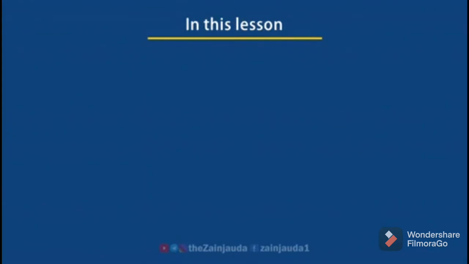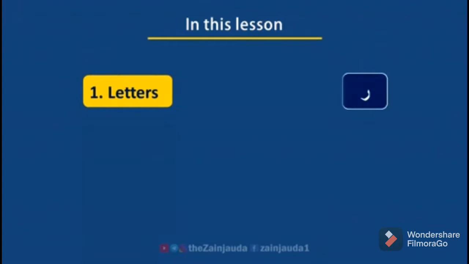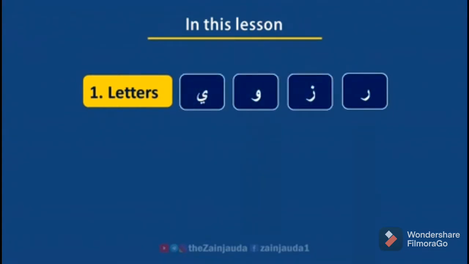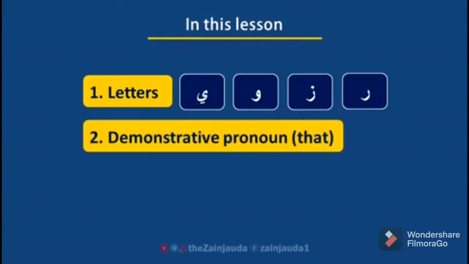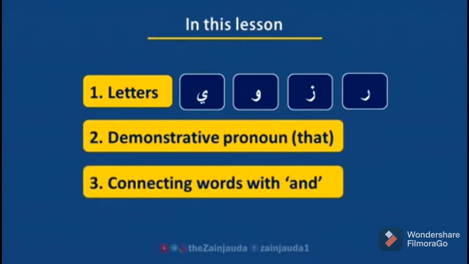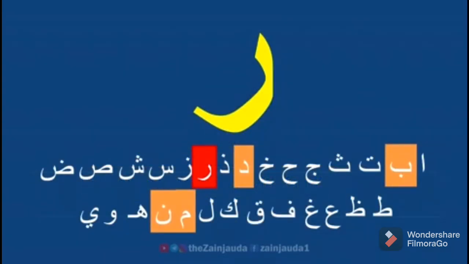In this lesson, we will learn 4 new letters, and they are Ra, Zay, Waw, and Ya. We will have the demonstrative pronoun that, and we will learn how to connect words and phrases with the connection article and. So let's start. Bismillah.